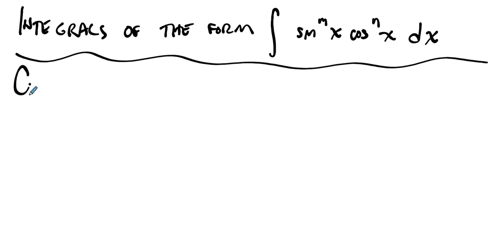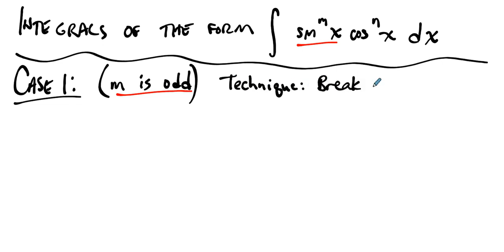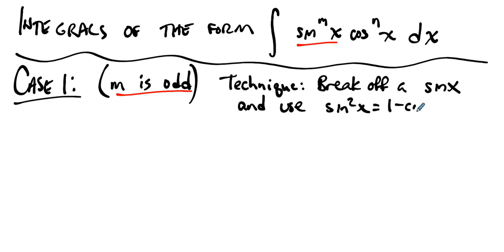And this we handle in three cases. Case one is the case where the power on sine is odd. If the power on sine is odd, then the technique is to break off a sine x and use the fact that sine squared x is 1 minus cosine squared x. So what does that mean?